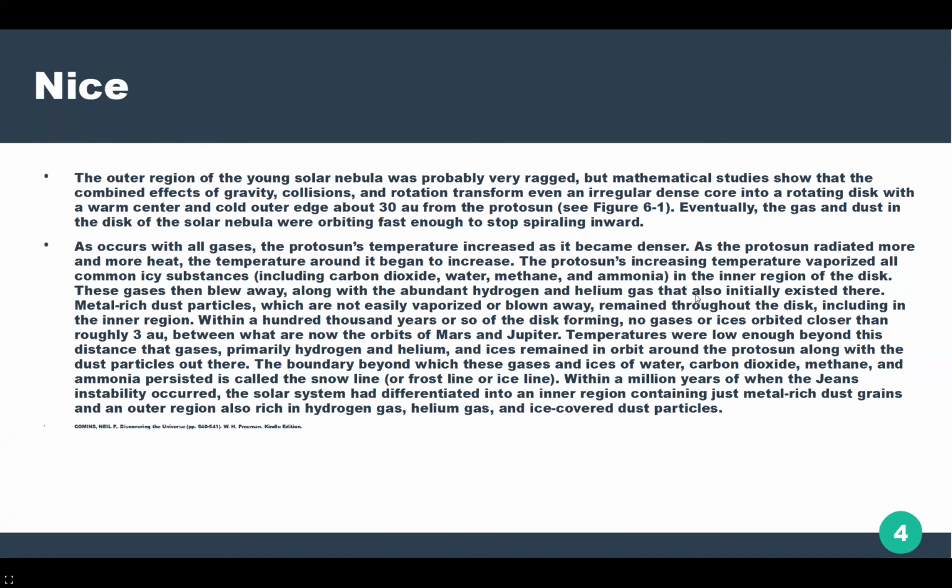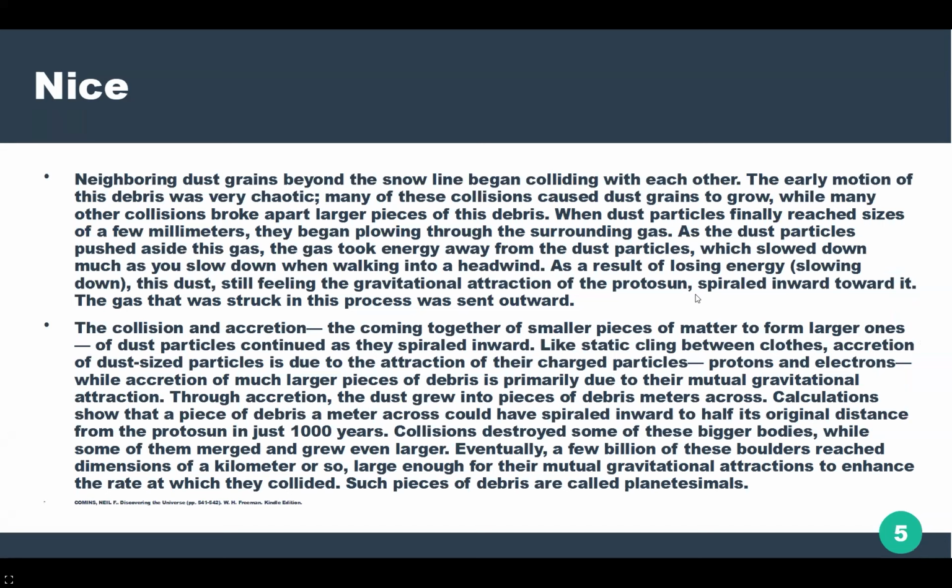Within a million years of when the gene's instability occurred, the solar system had differentiated into an inner region containing just metal-rich dust grains and an outer region also rich in hydrogen gas, helium gas, and ice-covered dust particles. Neighboring dust grains beyond the snow line began collecting with each other. The early motion of this debris was very chaotic. Many of these collisions caused dust grains to grow, while many other collisions broke apart larger pieces of the debris.